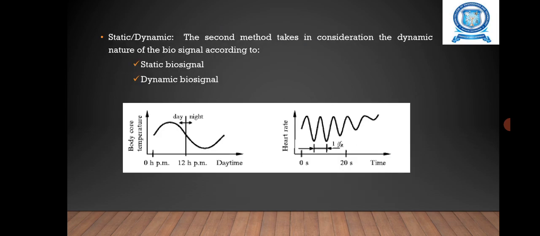The next one is static and dynamic. This method takes into consideration the dynamic nature of the biosignal. According to this, there are two types: static biosignal, which is used for the steady state level and may show slow changes over time, and the next one is dynamic biosignal, which shows changes during time only. For example, the heart rate represents a highly dynamic biosignal.